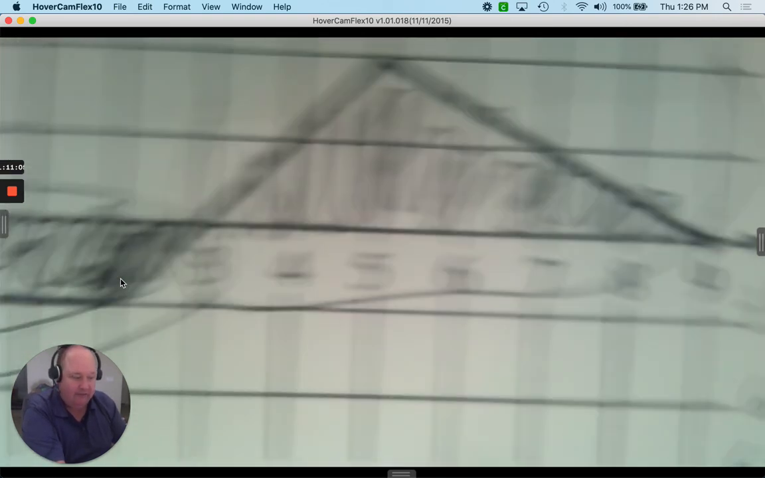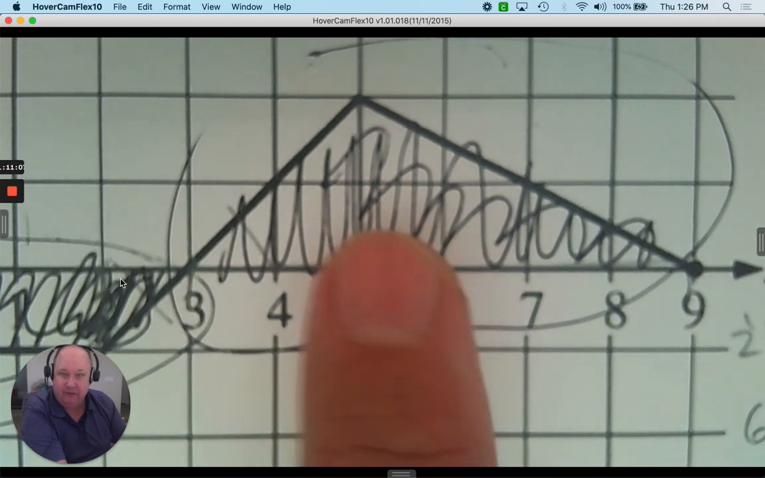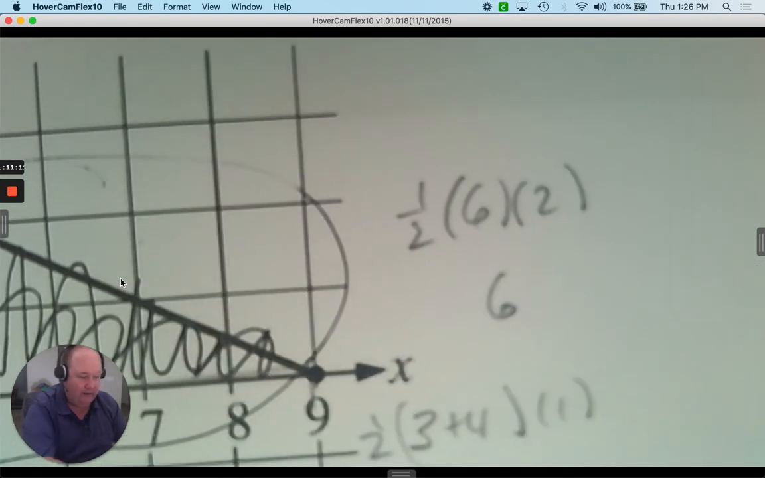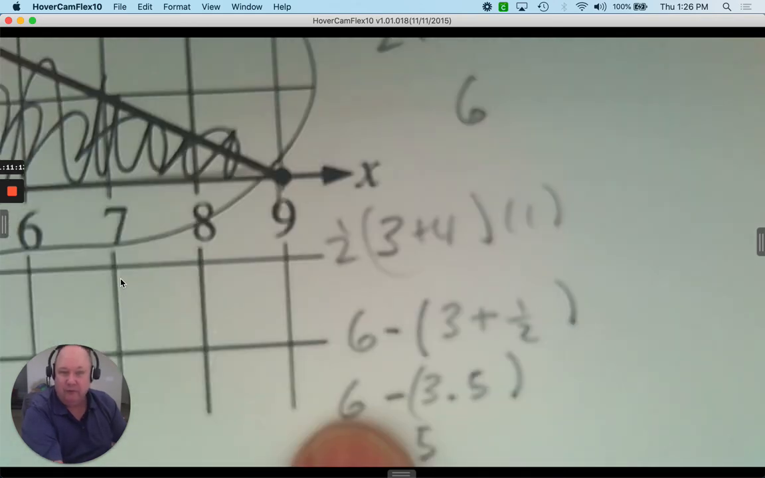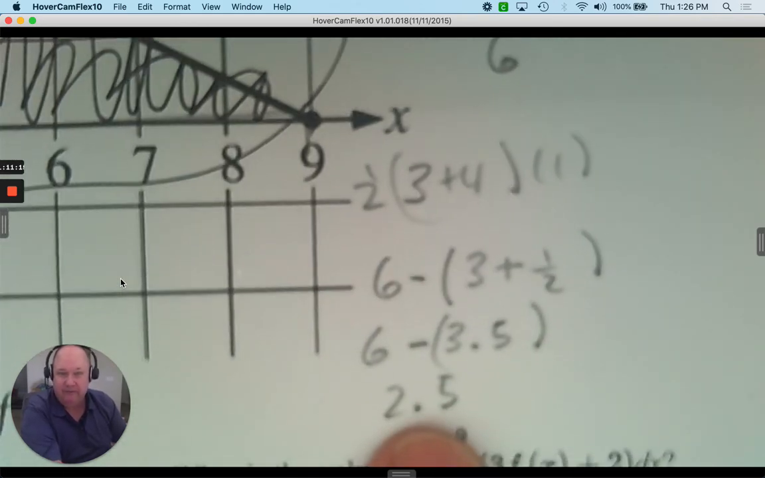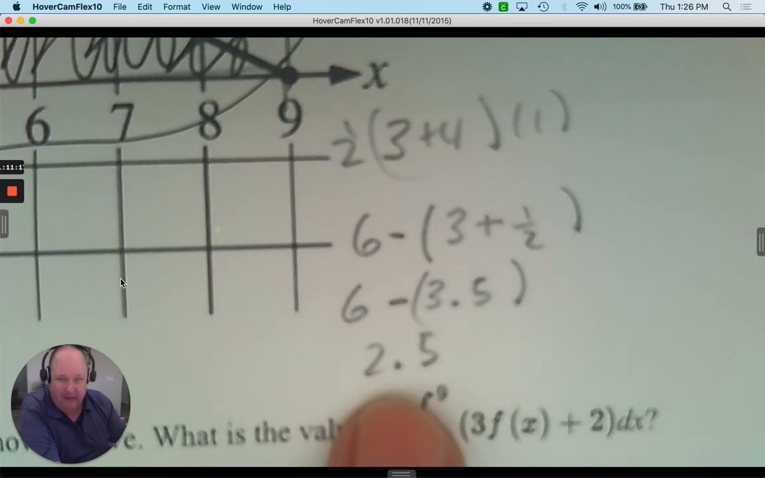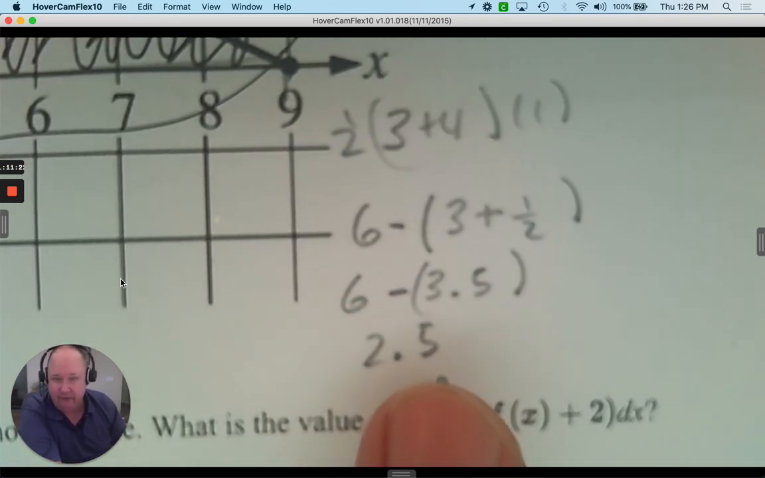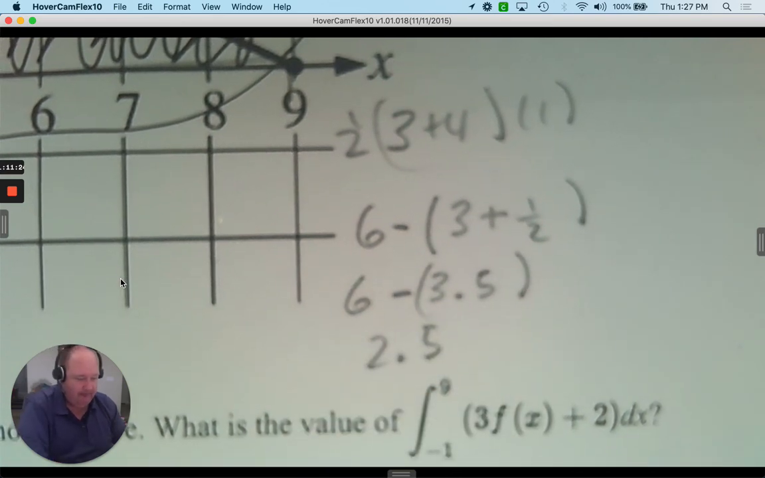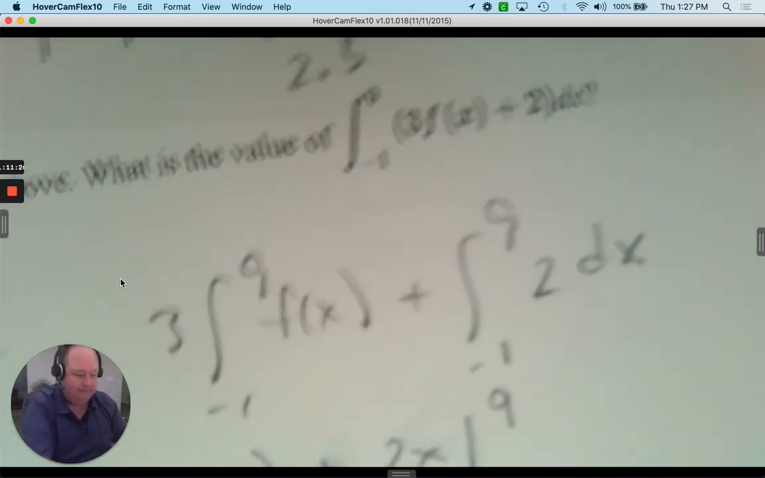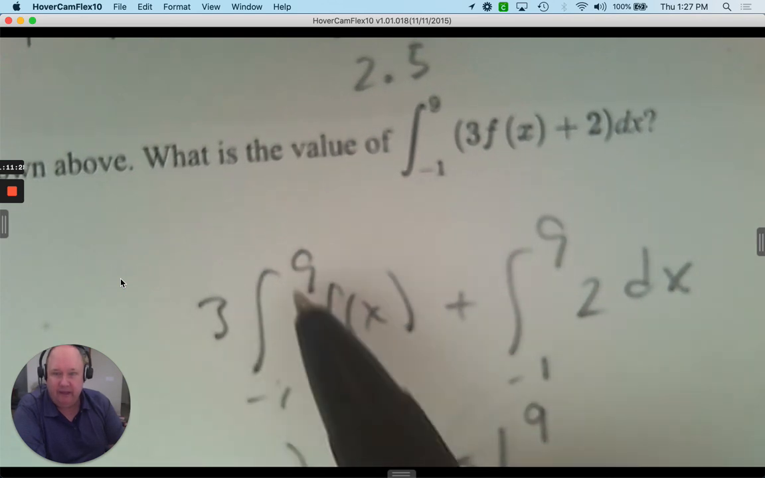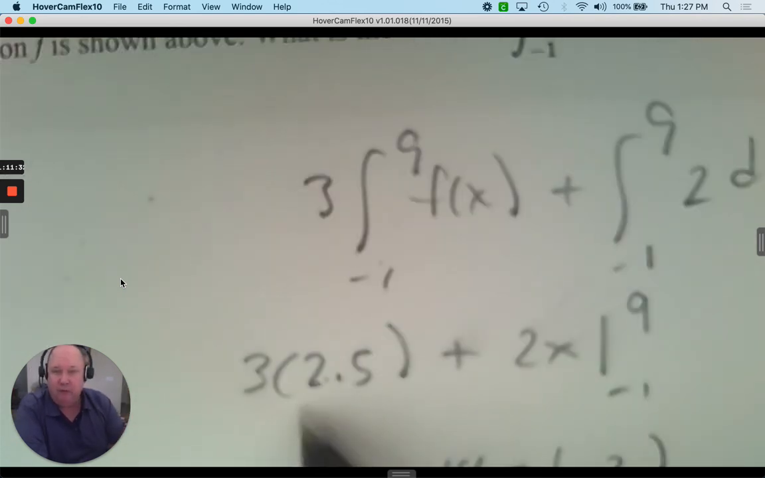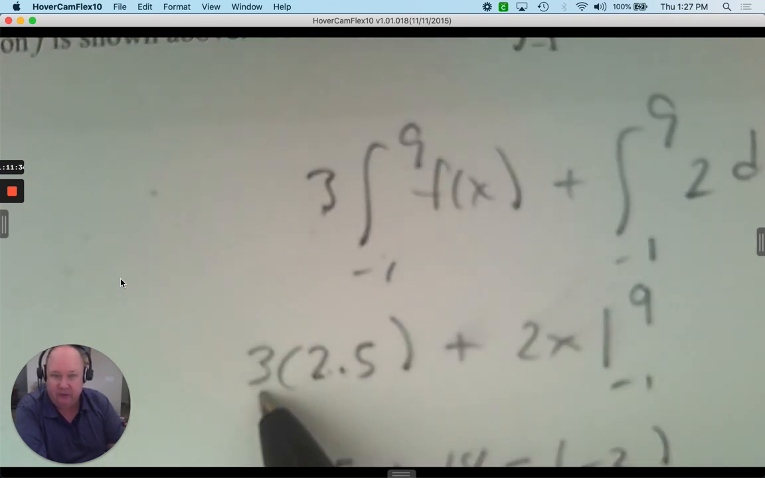The area of that triangle, half the base times the height. So the base is 6, the height is 2. So the area of that triangle is 6. So it's 6 take away 3.5. So for f at x, in whole integration, 6 take away 3.5 is 2.5. So then if I come back here, the integration from -1 to 9, I did it geometrically, and the answer was 2.5. And then you take that answer times 3.